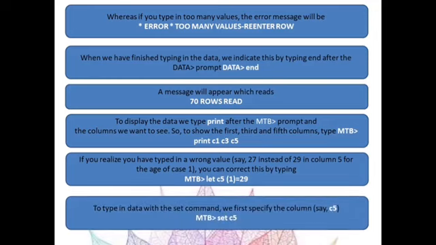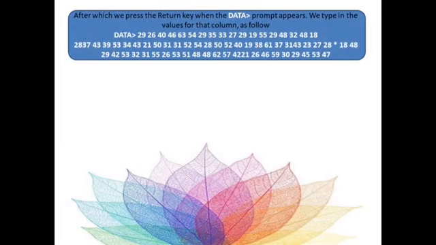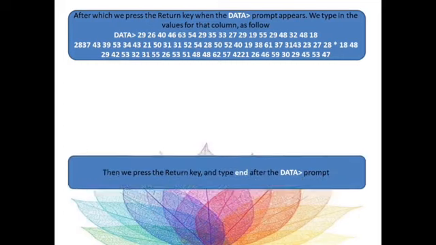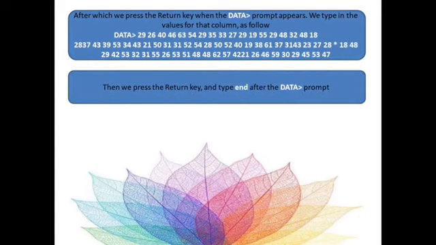To type in data with the set command, we first specify the column, say C5, or MTB set C5. After which, we press the return key when the data prompt appears. We type in the values for the column as follows. Then we press the return key and type end after the data prompt.